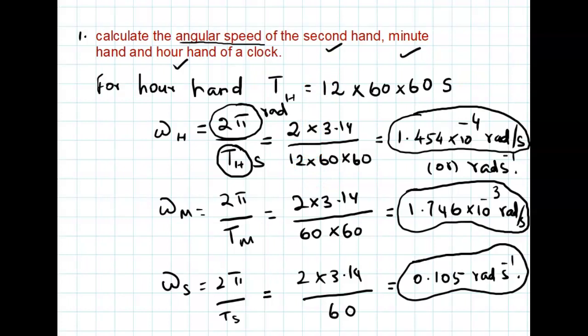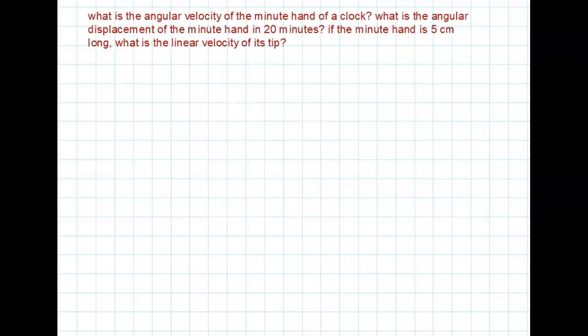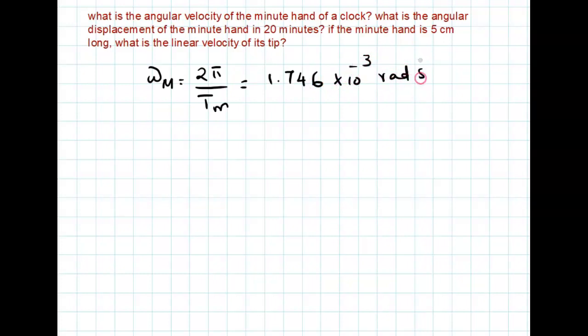Okay, now we can discuss another concept. Second question: what is the angular velocity of the minute hand of a clock? We know that for the minute hand, omega is equal to 2 pi by the time period of the minute hand, which we already learned is 1.746 times 10 to the power minus 3 radian per second.